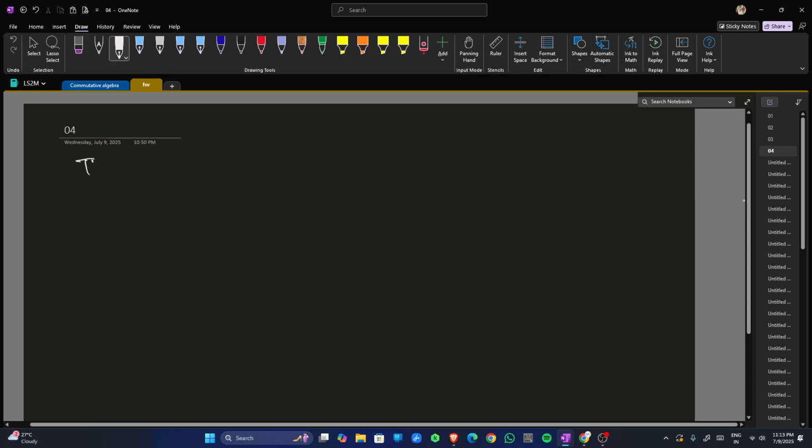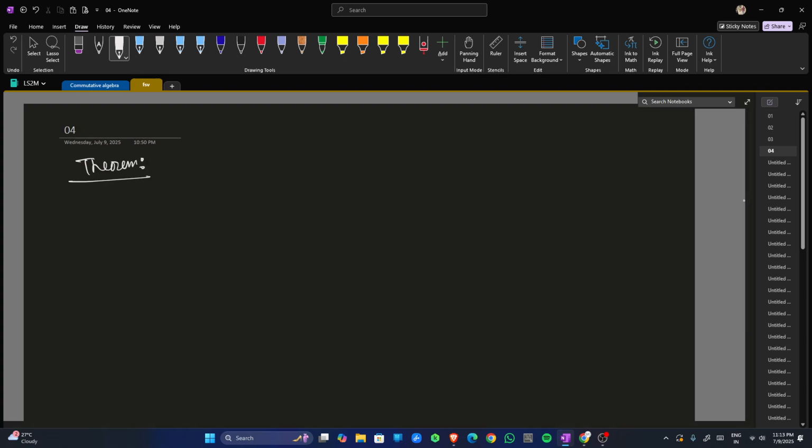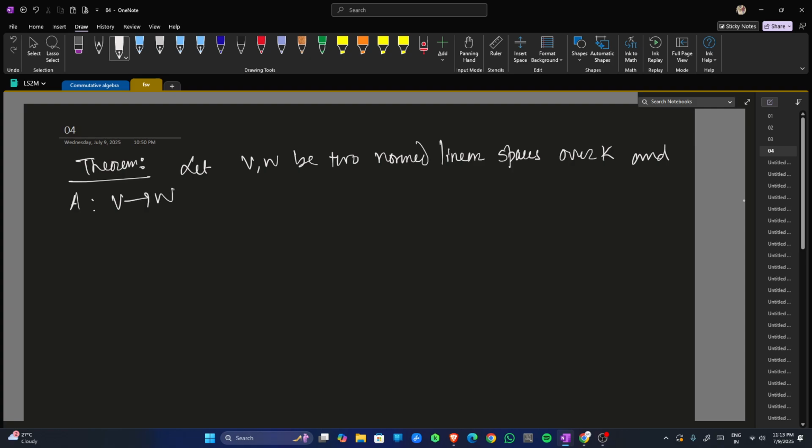Okay, so theorem. Let V and W be two normed linear spaces over K, and let A from V to W be a linear map. Then the following are equivalent.